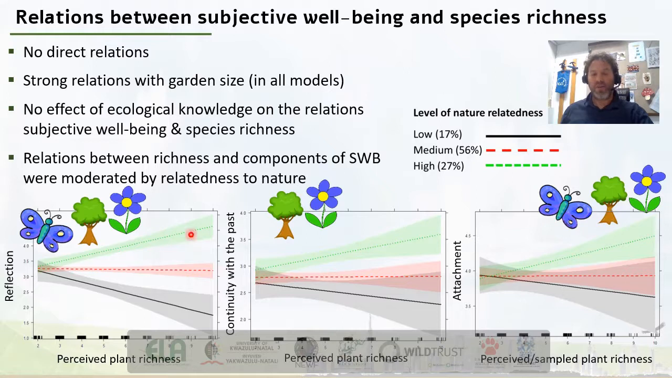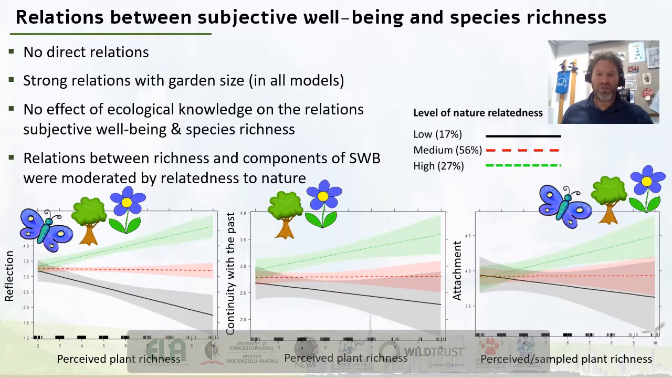And what you see here, on the y-axis, is the component. People who are highly connected to nature show a positive trend: if they perceived the garden to be richer, or if the garden was sampled and had richer biodiversity, they benefited more from the garden, from butterflies, trees, plants, etc. And as you see here, for the people who have low connection to nature, it was the opposite trend. And for the majority of the population, 56%, it was somewhere in the middle, so no effect.